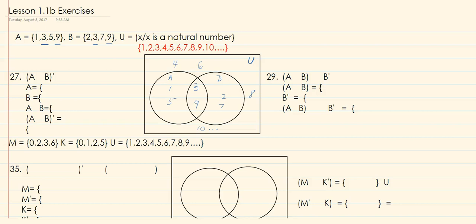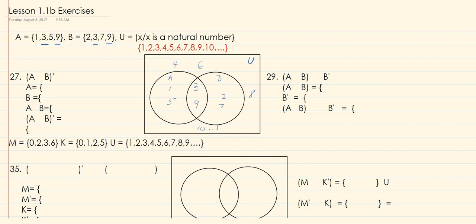Let's look at some exercises from Lesson 1-1. Number 27. We have sets A, B, and the universal set. The universal set is natural numbers, so those are the numbers 1 through infinity. A has the elements 1, 3, 5, and 9, and B has the elements 2, 3, 7, and 9. You can see that I have already identified that A and B have the numbers 3 and 9 in common.